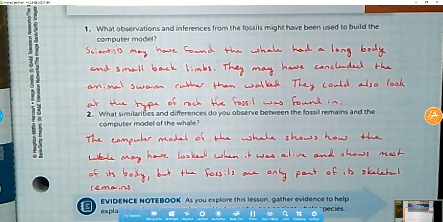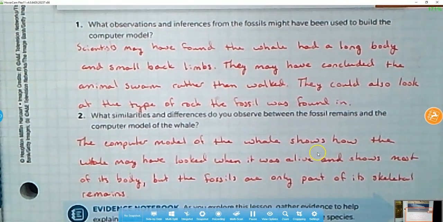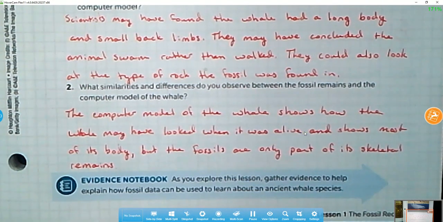So what similarities and differences do you observe between the fossil remains and the computer model of the whale? Well, the computer model of the whale shows how the whole whale may have looked when it was alive, and it shows most of its body, but the fossils only show the skeletal remains, basically the hard parts. Any soft tissues don't really form fossils.